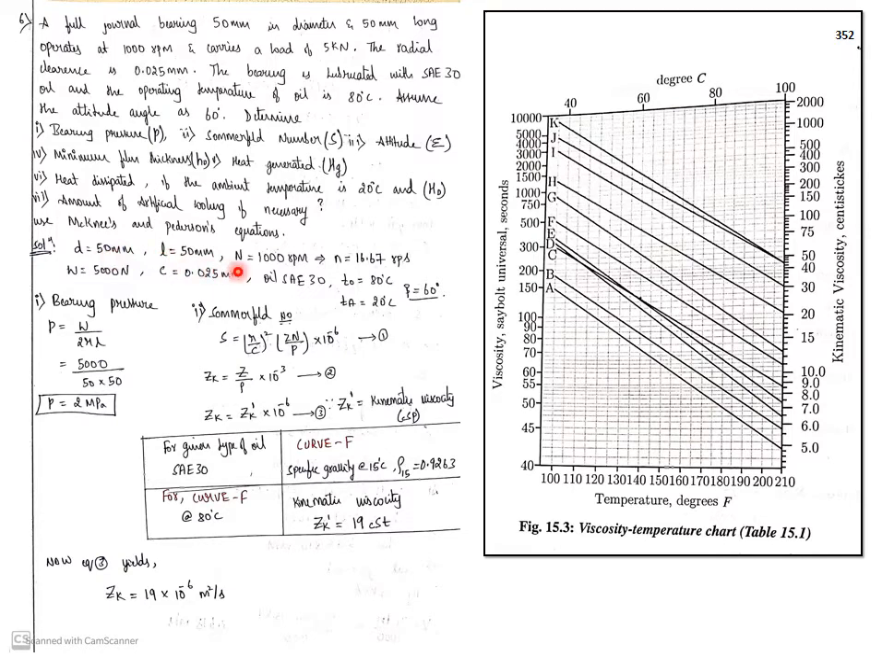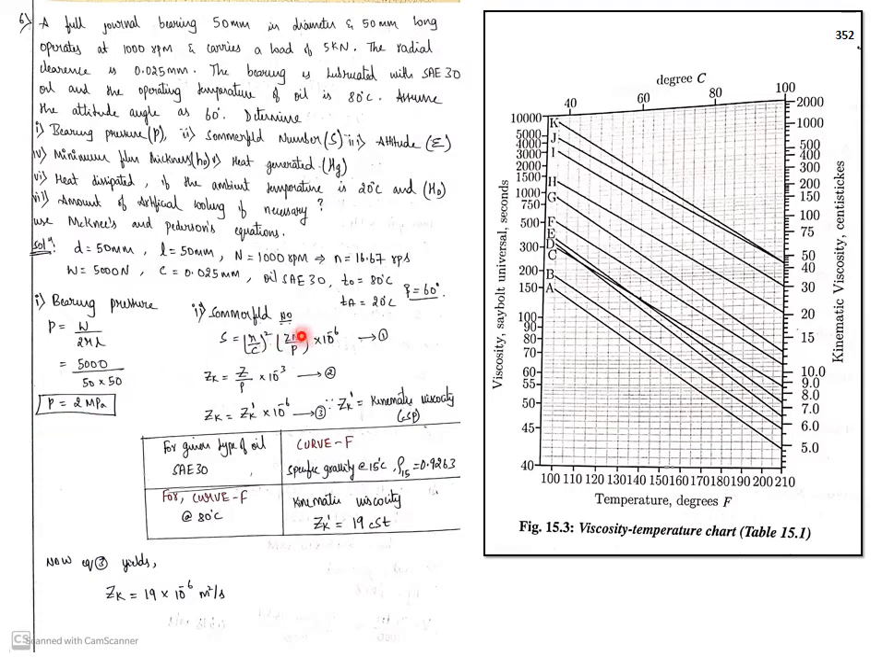As given, D, L, N, and W, and the clearance C, the type of oil, and the temperature of the bearing. He has given the operating temperature, that is T naught. This is very much important. The first step is to find the bearing pressure, that is W divided by 2RL. You know W, L into D. Substitute the values and you will get the pressure.